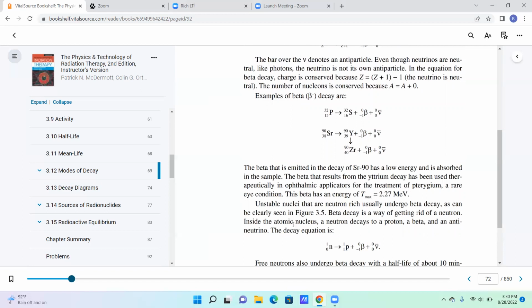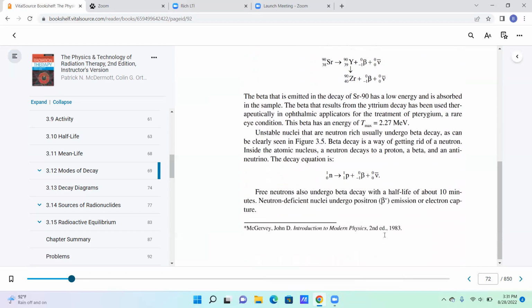Unstable nuclei that are neutron rich usually undergo beta decay. Beta decay is a way of getting rid of a neutron. Inside the atomic nucleus, a neutron decays to a proton, a beta, and an antineutrino. Free neutrons also undergo beta decay with a half-life of about 10 minutes. Neutron deficient nuclei undergo positron emission or electron capture.